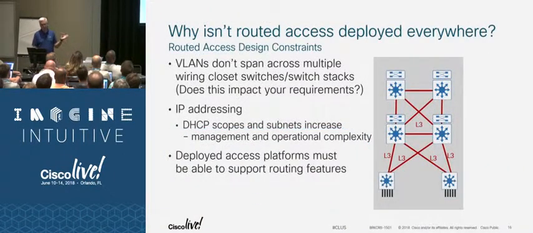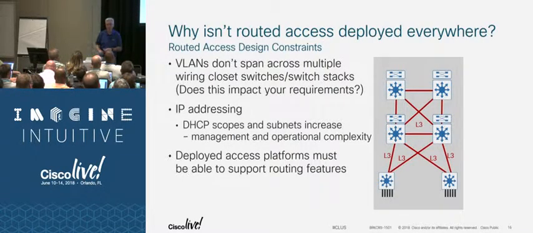Okay, now why isn't routed access deployed everywhere? Same thing we talked about. If you have a need to span a layer 2 protocol across these two devices at the edge, and some examples of these are building automation systems, badge readers, imaging systems, all sorts of things that have this layer 2 requirement, layer 3 routed access doesn't fit too well.